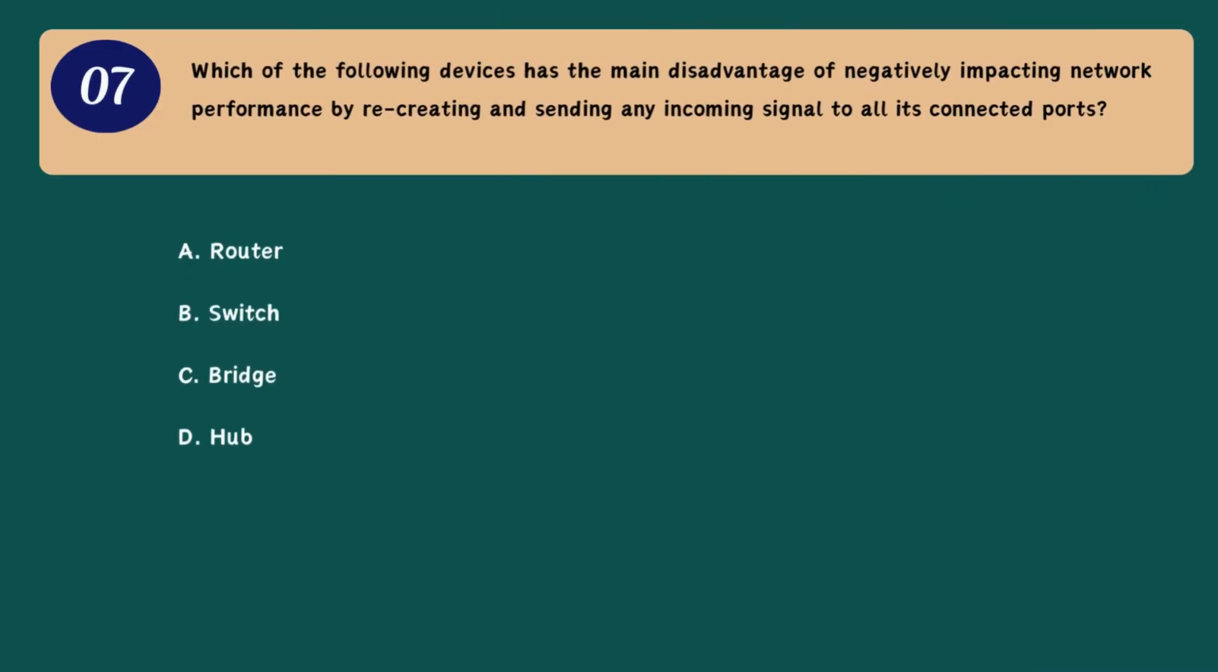Question 7. Which of the following devices has the main disadvantage of negatively impacting network performance by recreating and sending any incoming signal to all its connected ports? A. Router. B. Switch. C. Bridge. D. Hub.